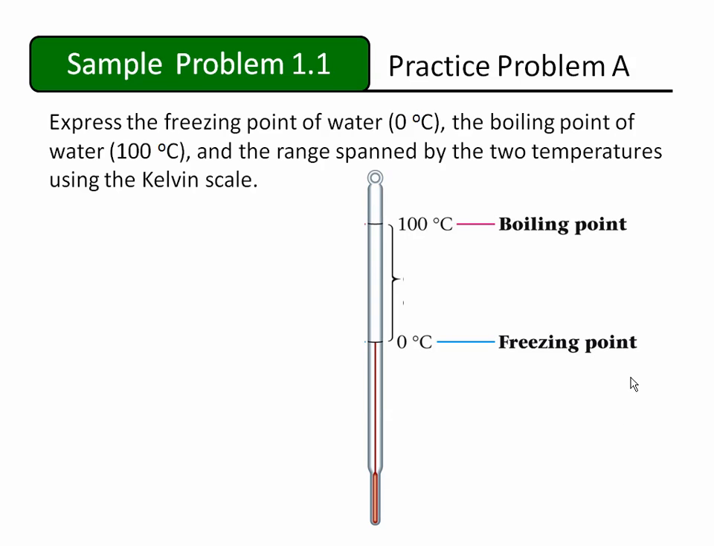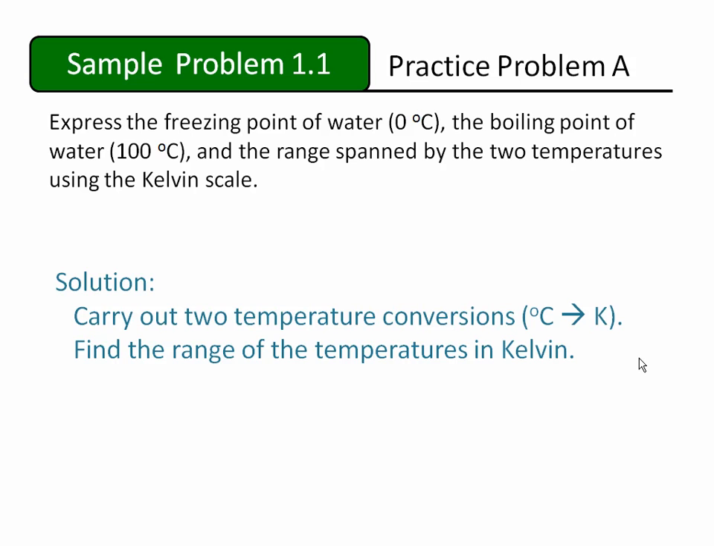of water, 100 degrees Celsius, and the range that's spanned by these two temperatures using the Kelvin scale. So in our solution, we will carry out two temperature conversions, one for each Celsius temperature converted to Kelvin, and then we will find the range of those temperatures in Kelvin.